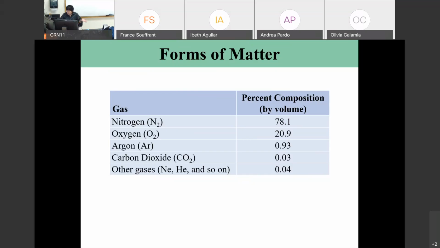Air. You are seeing there the composition of air. Nitrogen, most of it, 78%. Oxygen, 21% basically. And then you have argon, carbon dioxide, etc.